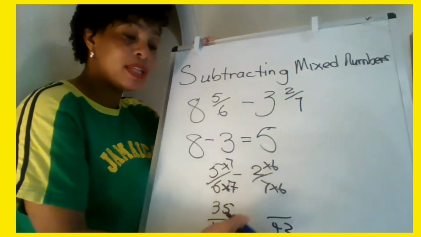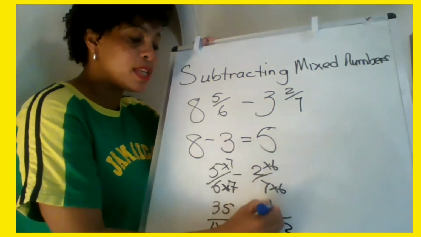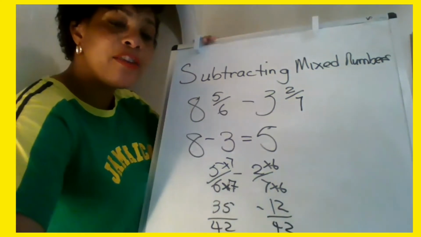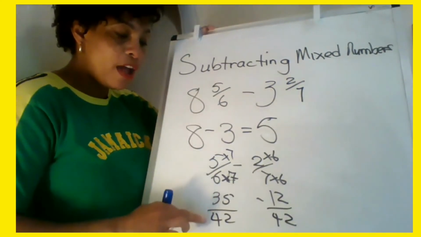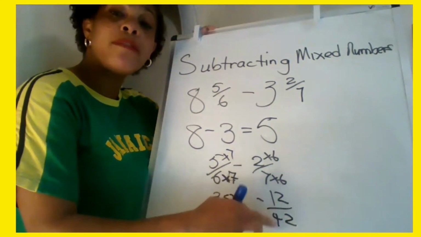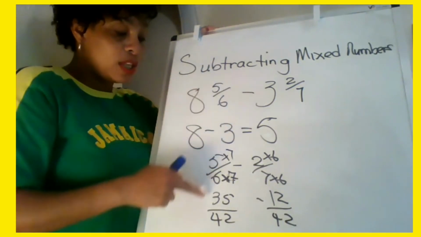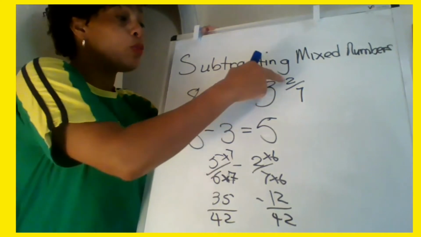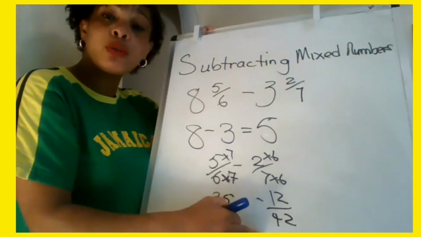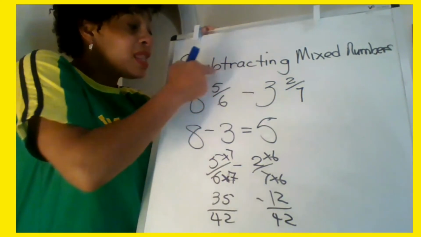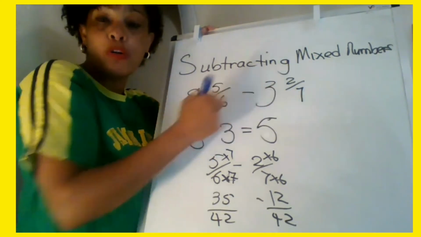So 7 times 6 is 42, 2 times 6 is 12. So here I have 35 out of 42, take away 12 out of 42. So here, when we change this 5 out of 6, it becomes 35 out of 42. 2 out of 7 becomes 12 out of 42. That means this piece was big enough for you to cut off that piece of it.